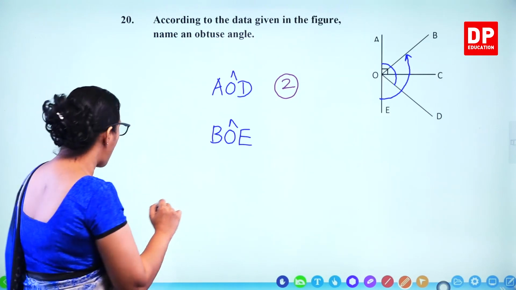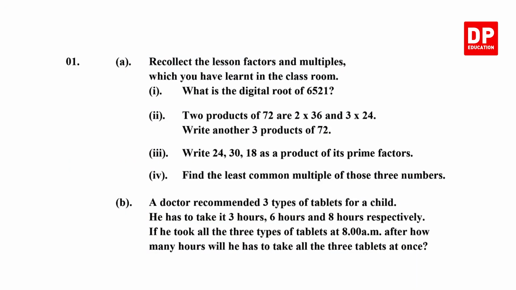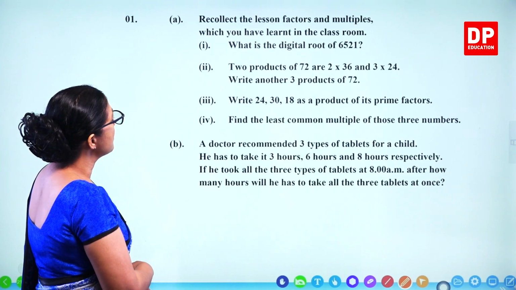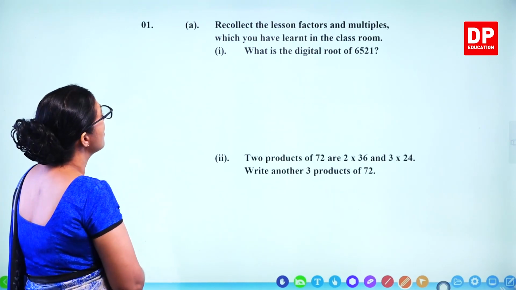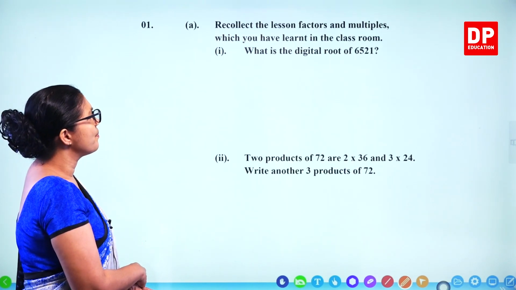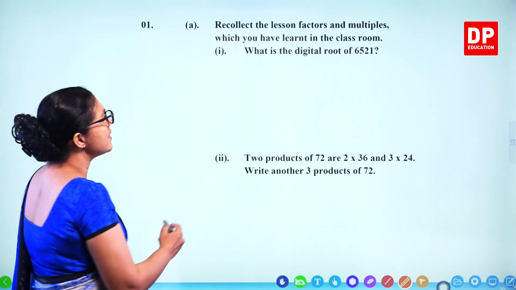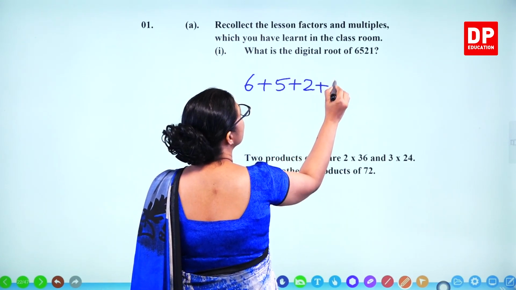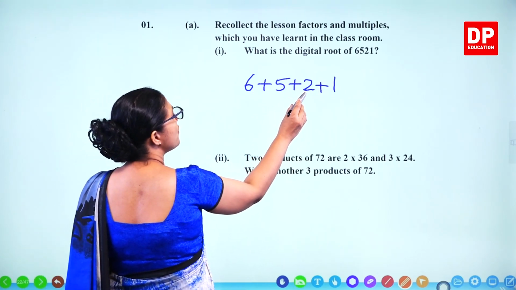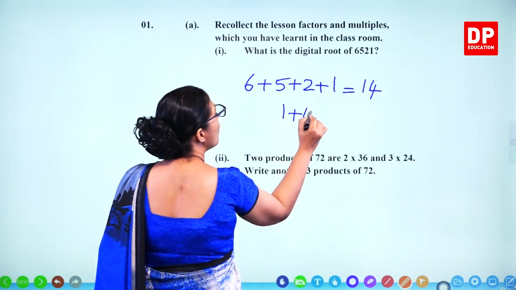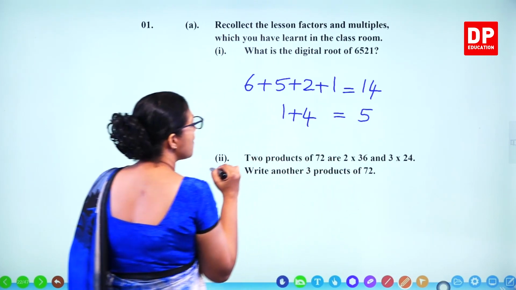So let's take part 2 now. Part 2, first question, you have to answer. Then you can select only 4 questions out of the other questions. Recollect the lesson factors and multiples which you have learnt in the classroom. What is the digital root of 6521? You can add it. 11, 11 plus 2, 13, 13 plus 1, 14. Again, 1 plus 4. So the digital root is 5.